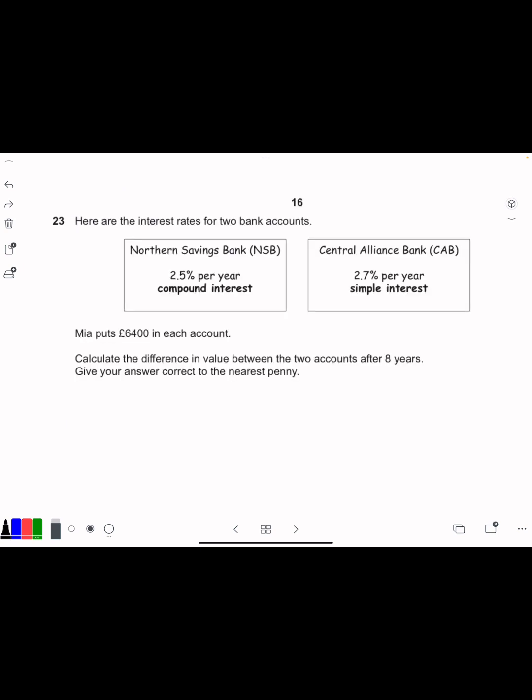Here are the interest rates for 2 bank accounts, the NSB and the CAB. Mia put 6,400 into each account. Calculate the difference in value between the 2 accounts after 8 years. So, for the Northern Saving Account, it would be 6,400 times 1.025 to the power 8. But with simple interest, it will be something different. Pause the video if you want to have a go.